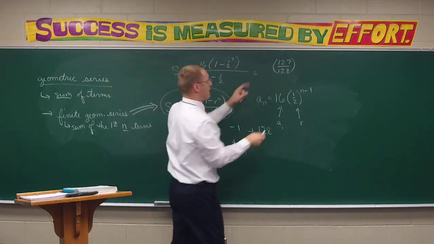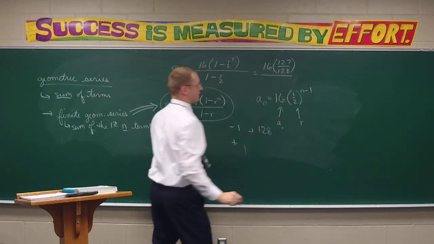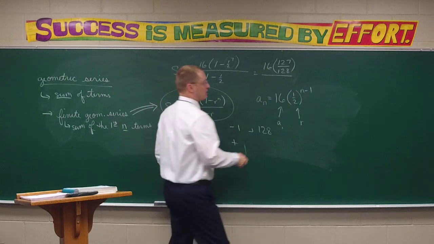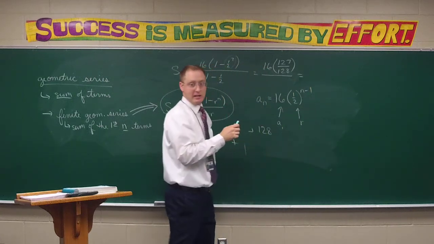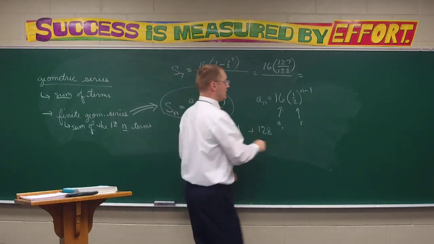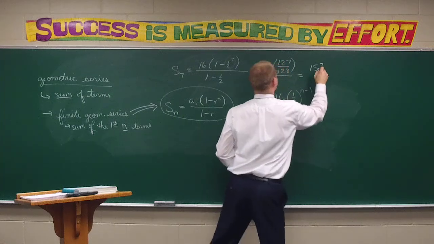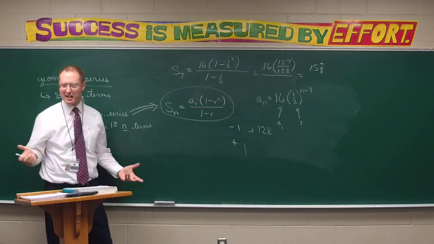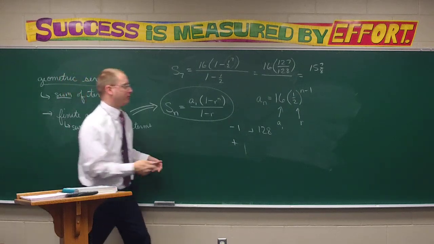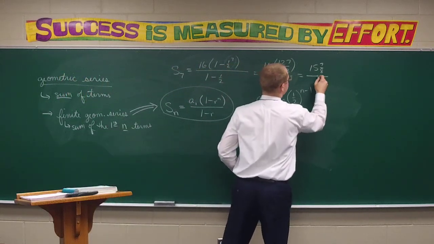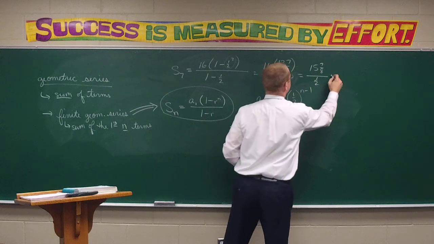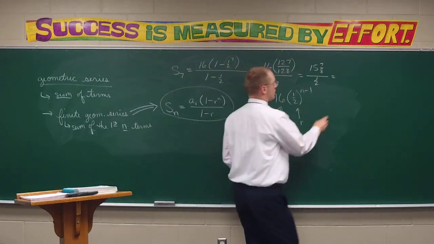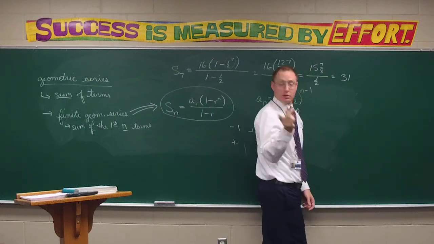We're going to multiply that by 16. And that should give us, what fraction are we at now? 15 and 7/8. All of that is over 1 minus 1/2. Well, what's 1 minus 1/2? 1/2. So we're going to divide that now by 1/2. And it's going to give us 31 3/4.